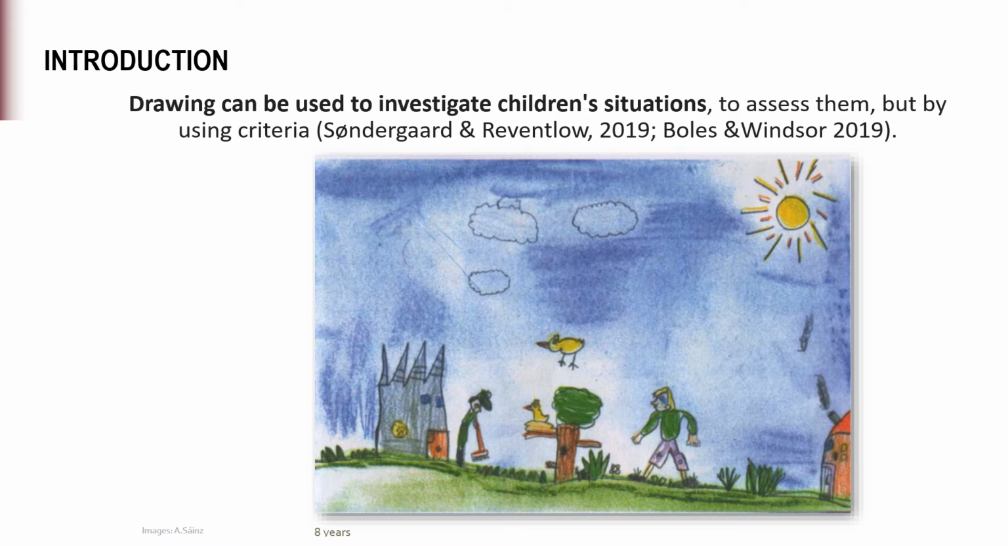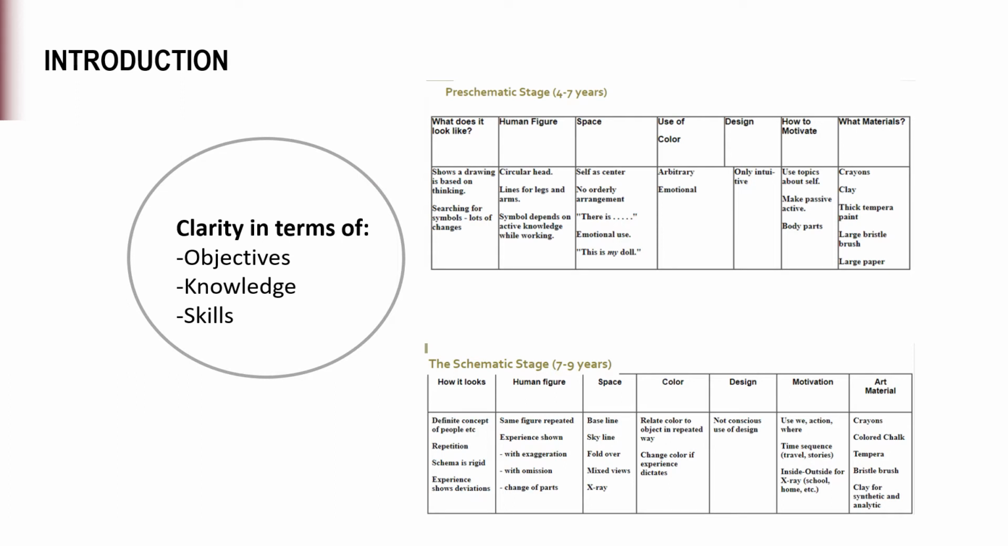Introduction. Drawing can be used to investigate children's situations, to assess them, but by using criteria: Sondergaard, Ravenlow, Bowles, and Windsor. On the other hand, a subject lacking clarity in terms of objectives, knowledge, and skills to be developed in pupils is necessary.